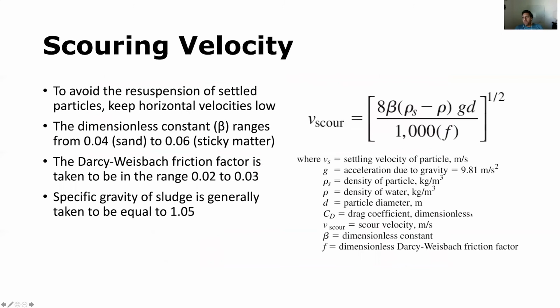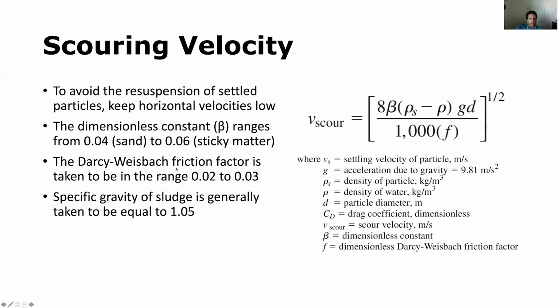And again, like I mentioned before, we want to check our scouring velocity to make sure that we are not going to be resuspending the particles that we settle out. So we want to keep these horizontal velocities low. We can use the same equation as we used for the grit chamber to check the scouring velocity. However, we might use a slightly higher dimensionless constant. So 0.04 being more similar to sand, 0.06 being more similar to sticky matter like you might find in a primary clarifier with organic content.